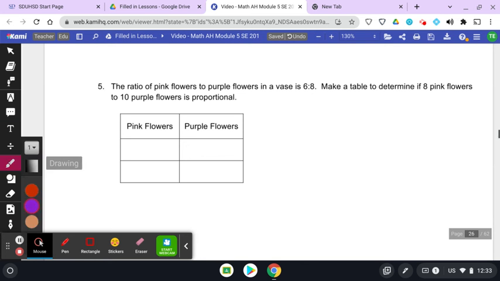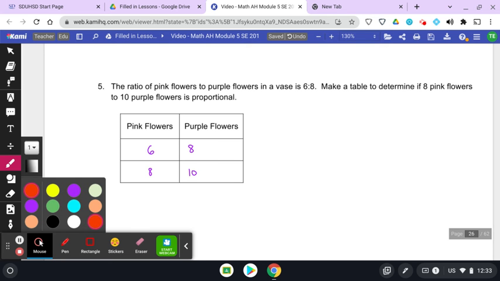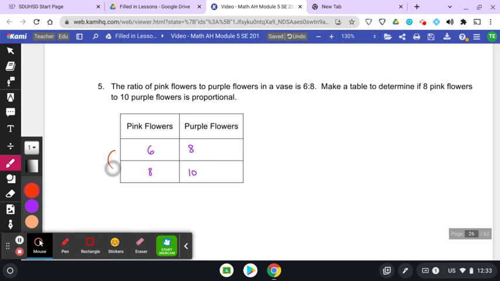Here, 6 to 8 and 8 to 10. We're going to see we do not have a common ratio. We can look all kinds of different ways. If I go from 6 to 8, I'd be multiplying by 8/6, also known as 4/3. If I went from 8 to 10, I'd be multiplying by 10/8, also known as 5/4. These are not the same.